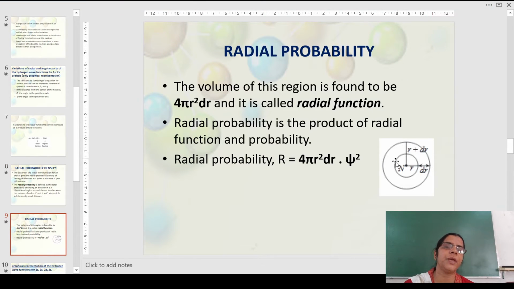Now consider this, we have a small sphere here of the radius r and there is one more sphere having the radius of r plus dr, and this dr is infinitesimally small. Now radial probability is given by 4 pi r square into dr. Whatever volume is covered under this region is the radial function. So radial probability is the product of this volume and probability, that is psi square. Therefore radial probability is equal to 4 pi r square dr into psi square.